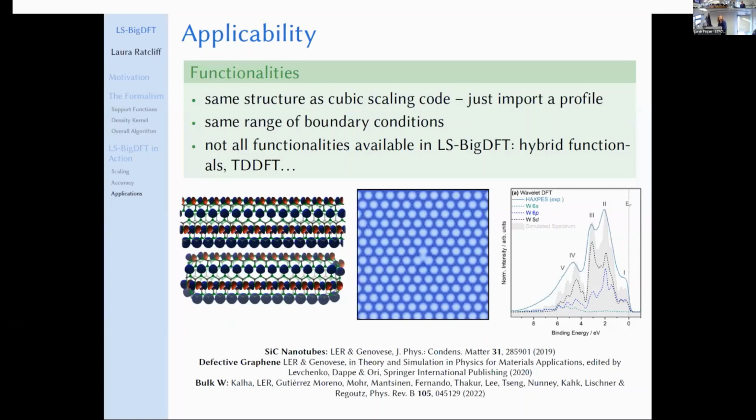Because the linear scaling uses the same infrastructure as the cubic scaling code, but with this addition of a profile, we inherit many of the same features. So we still have the range of boundary conditions. These are all outputs from linear scaling calculations: 1D, 2D, 3D, and in this case also a metal. But we don't have all of the same functionalities of the cubic scaling code. For those of you who know about DFT, we can't do hybrid functionals with the linear scaling code. That's only in cubic scaling. We can't do time-dependent DFT with the linear scaling code. That's also only cubic scaling. So depending on the functionality, it might not necessarily be available in linear scaling DFT.